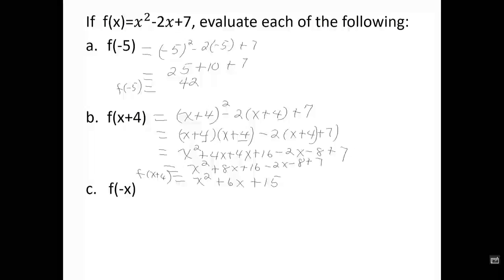In the last example, f of minus x. In this example, we're replacing x with negative x. So this is going to be negative x squared minus 2 times negative x plus 7. A negative x squared is x squared. A minus 2 times a negative x, a minus times a minus, is a positive 2x, plus 7. So therefore, f of minus x is x squared plus 2x plus 7.